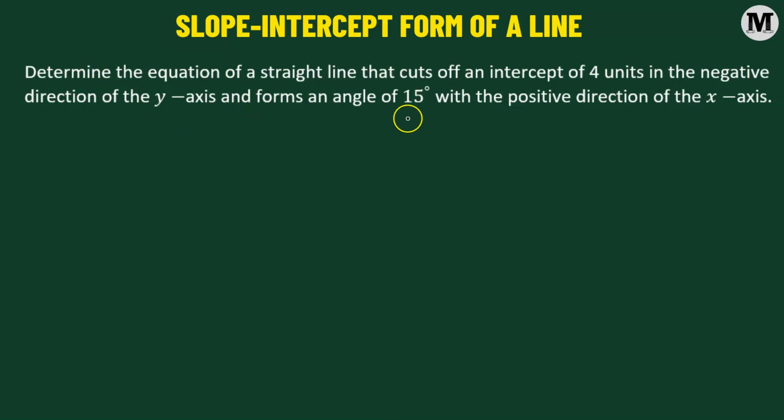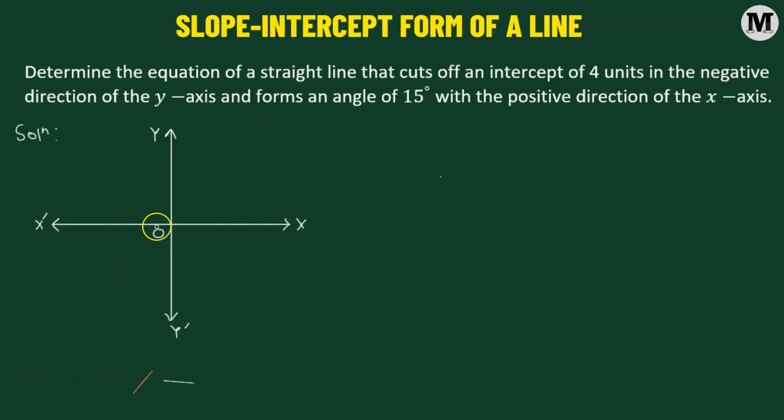Determine the equation of a straight line that cuts off an intercept of 4 units in the negative direction of the y-axis and forms an angle of 15 degrees with the positive direction of the x-axis. Okay, so let's begin. First, we'll try to understand the problem graphically.